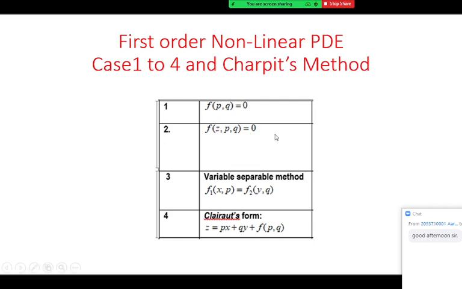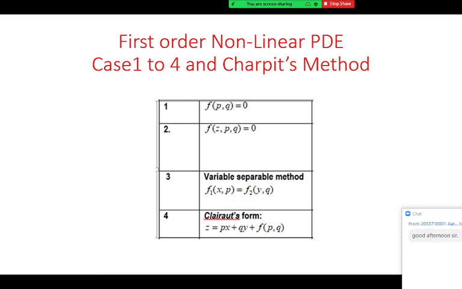So we are starting here, the last part of the PDE. Yes, the topic is completely mathematical. None of the application of a PDE is included in our syllabus, so we're not going into that right now. The last part is our first order nonlinear PDE.